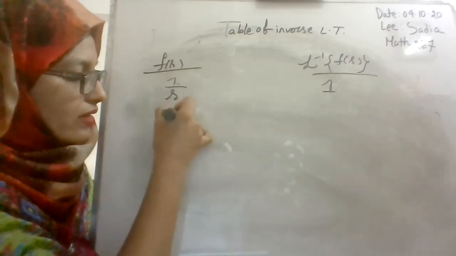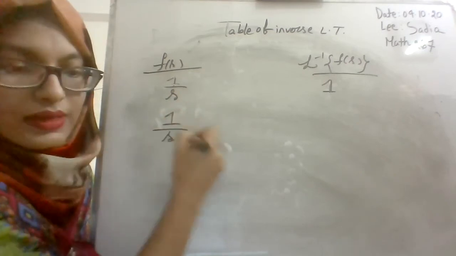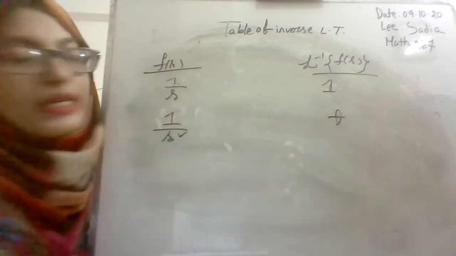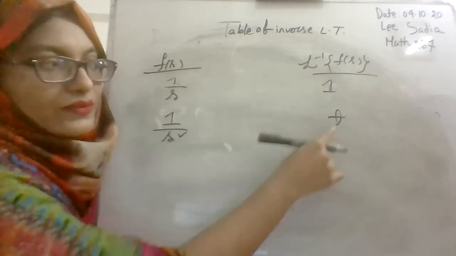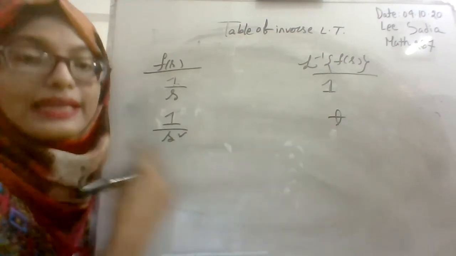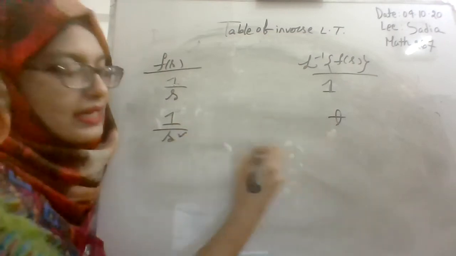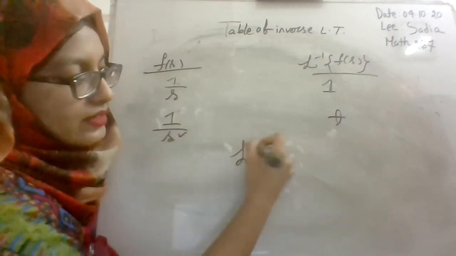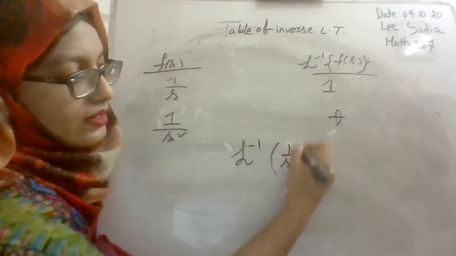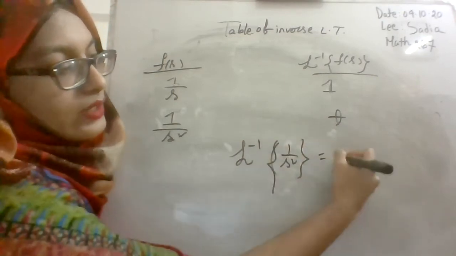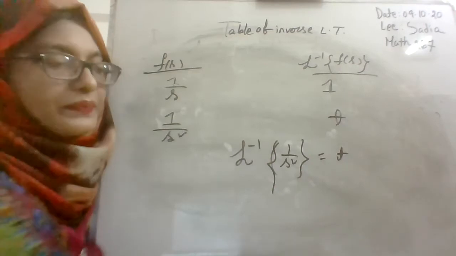For 1 by s squared, the inverse is equal to t. You know that the Laplace transformation of t is 1 by s square, and the inverse Laplace transformation of 1 by s square is equal to t. That means the inverse Laplace transformation of 1 by s square will be equal to t. Okay.